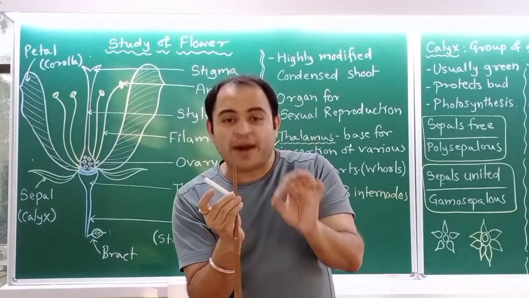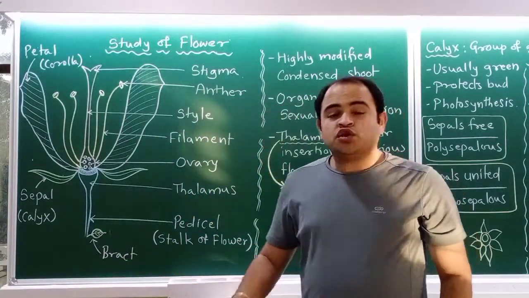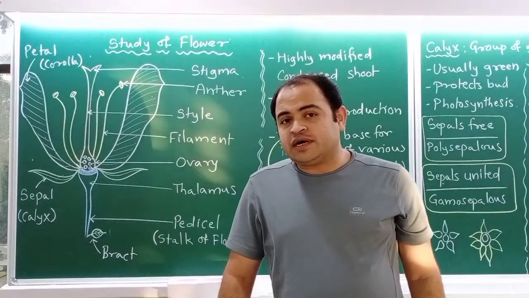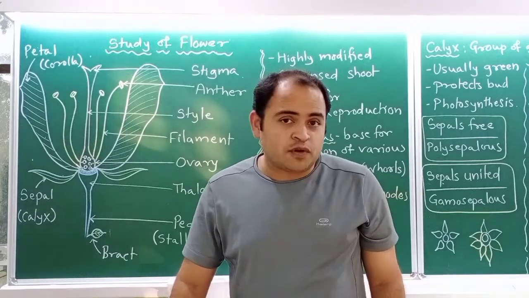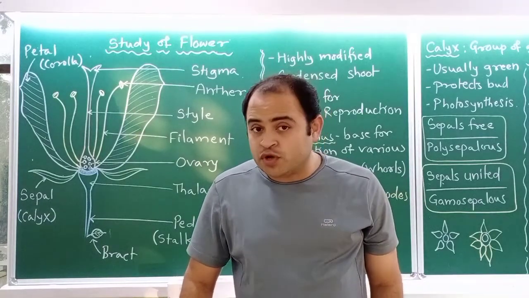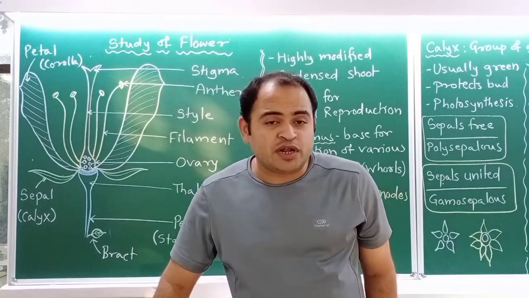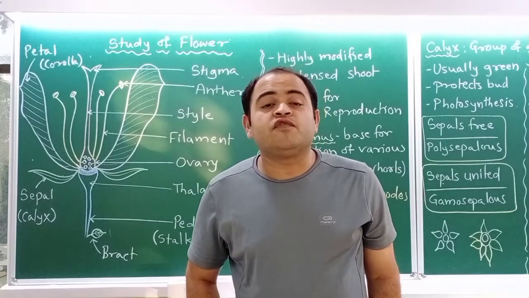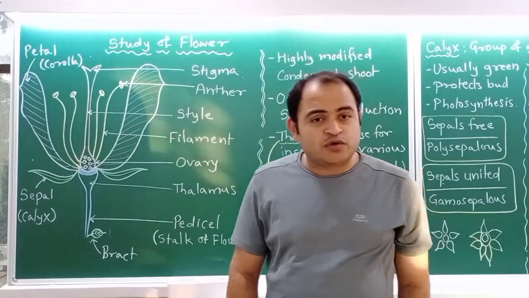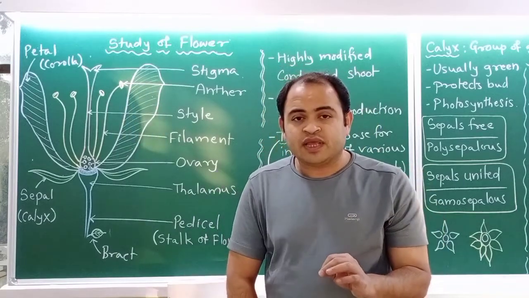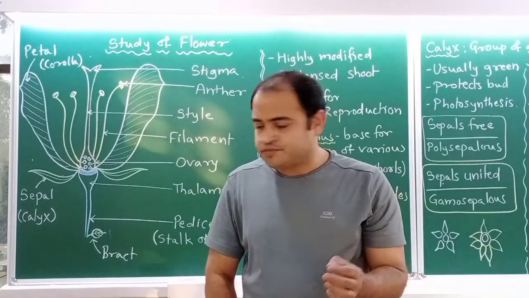So it is called a bract, B-R-A-C-T, bract. A bract always shows green in color, and in some cases bracts are colorful. For example, in bougainvillea, whatever colored part you see is nothing but the colorful bract. There are several modifications, but today we are going to start with the basics only. Several modifications are there, which can be learnt in due course of time.